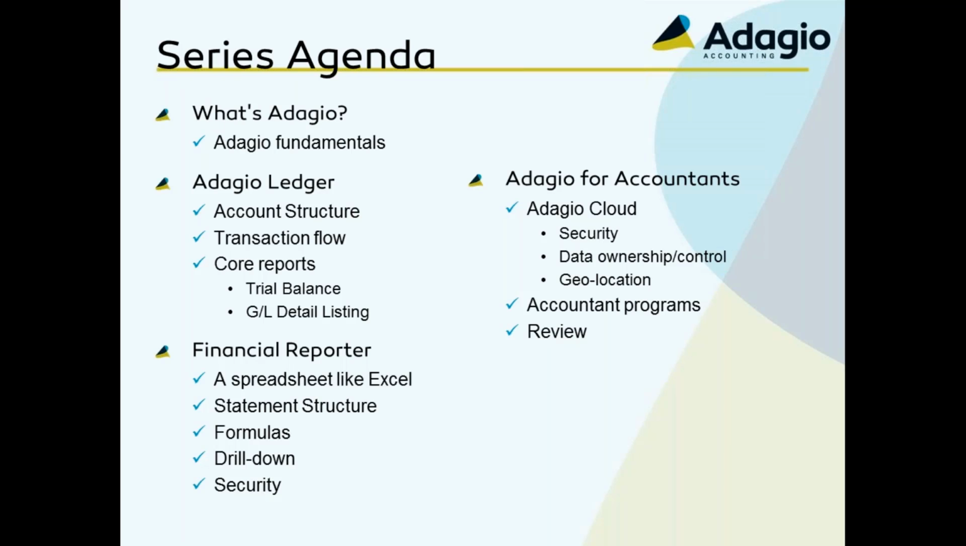We're going to talk about Adagio just for 25 minutes or so. This is set up as a three-part series for January, February, and March.